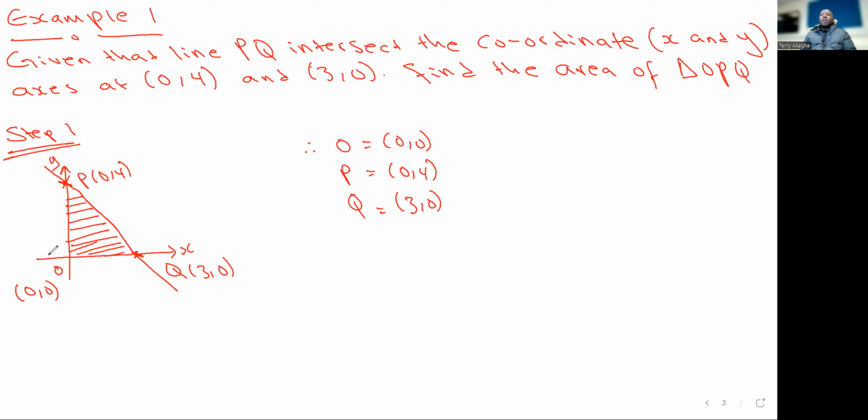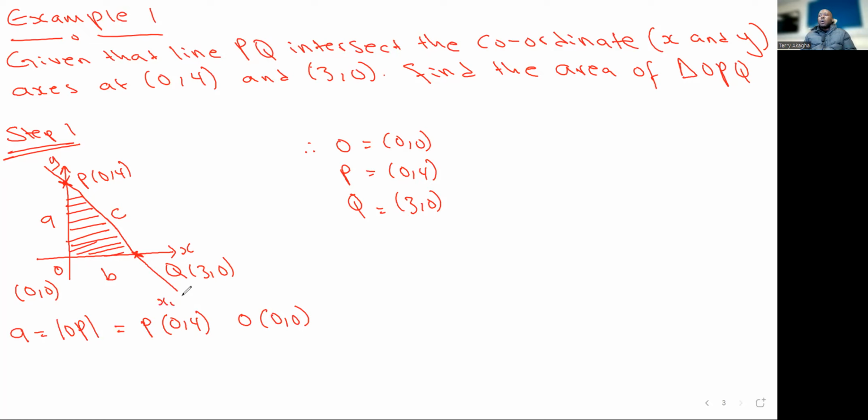In order for us to use Heron's formula, we need to know the distance for each of them. So this is going to be A, this is going to be B, and this is going to be C. We're going to find A, which is the same thing as the line OP. We know P is 0 and 4, and we know O, which is the origin, is 0 and 0.